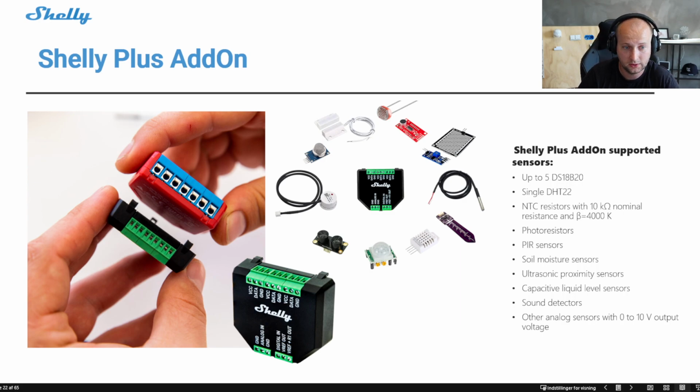So typical Arduino sensors can be connected. This is the DS18B20 temperature sensor. So we are selling it, but not the manufacturer of it. But you can connect, for example, up to 5 temperature sensors to this device at the same time. You can also connect a DHT22, which is a temperature and humidity sensor combined.